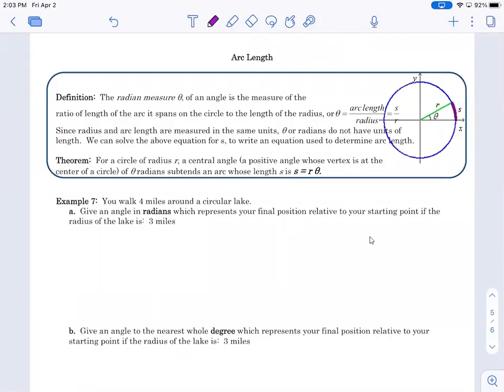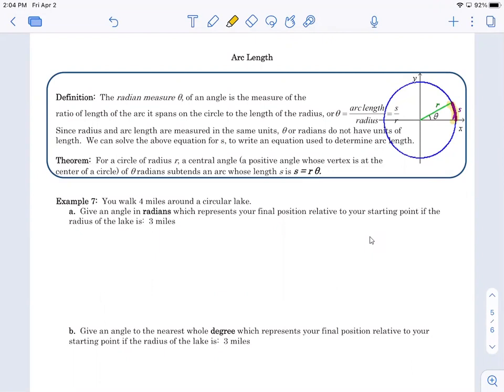Now this is on arc length. So we're going to use this idea of radians to figure out how long an arc can be. Like this right here, this S piece is known as arc length. So very similar to radians, right? Because we use that idea of arc length.